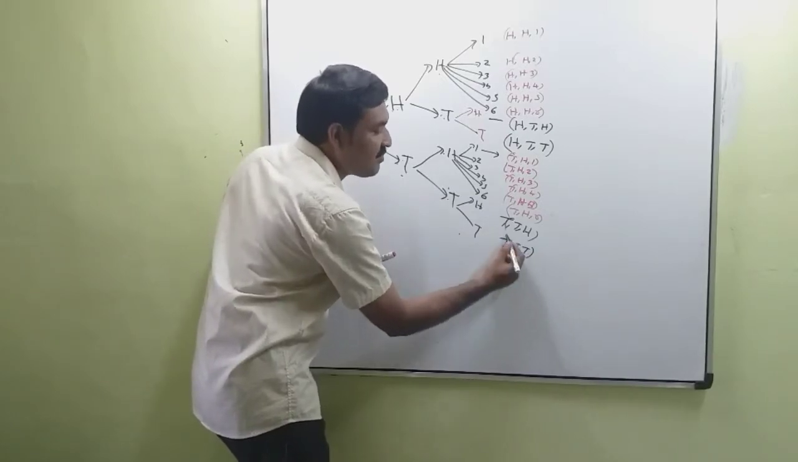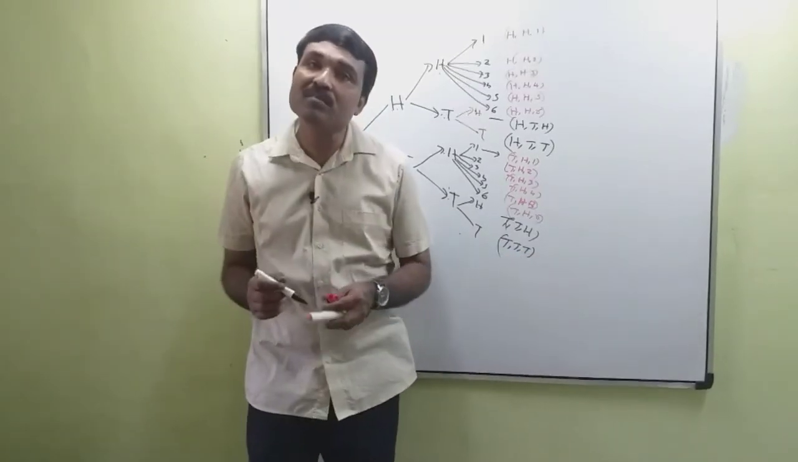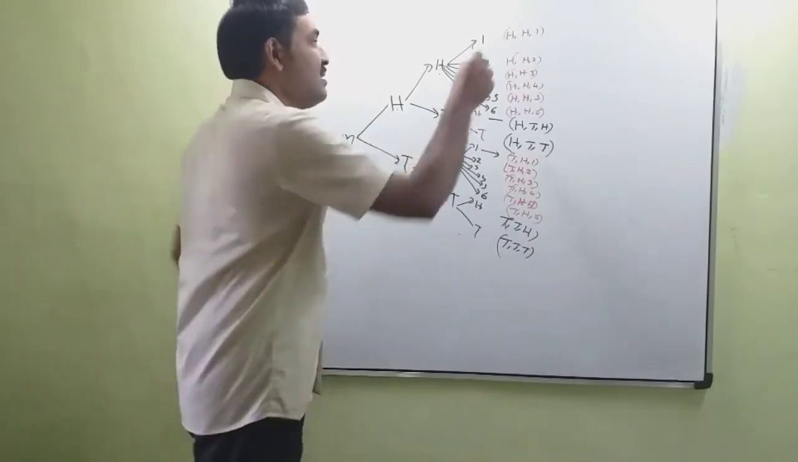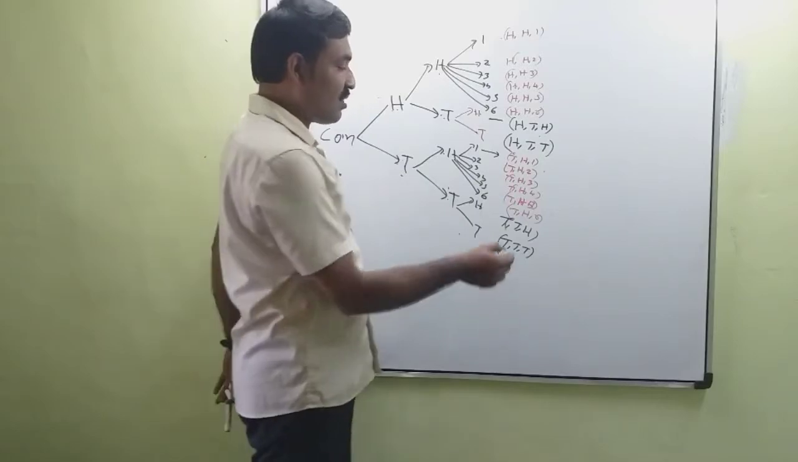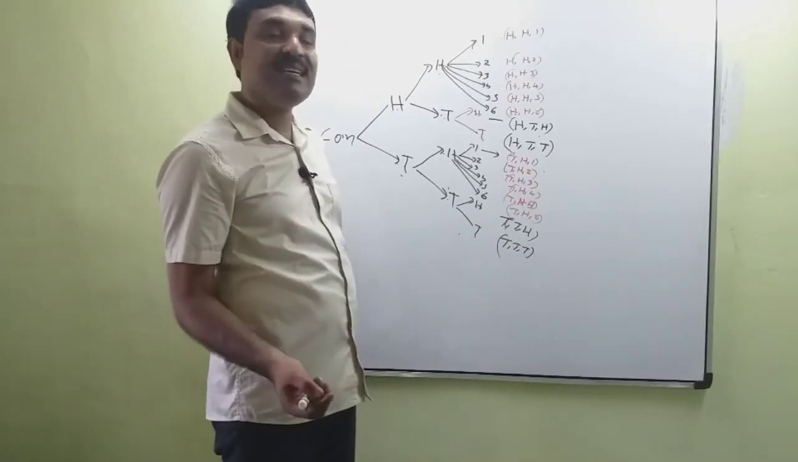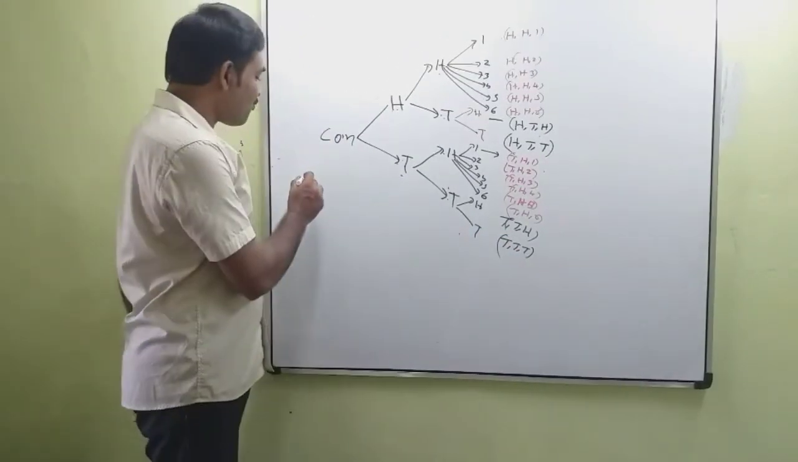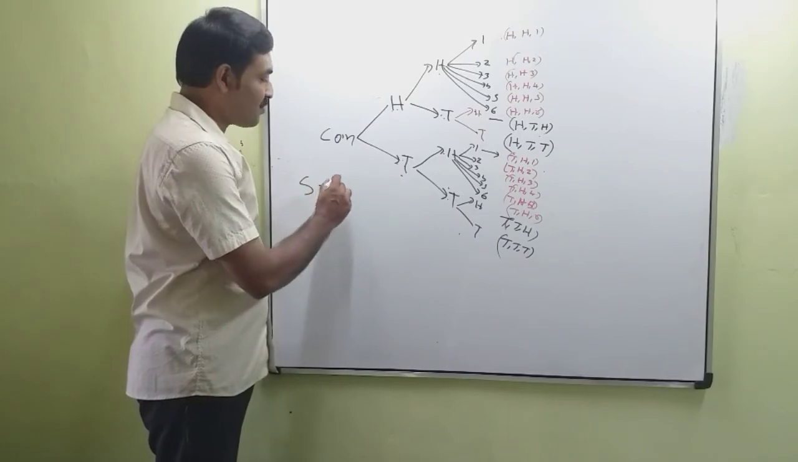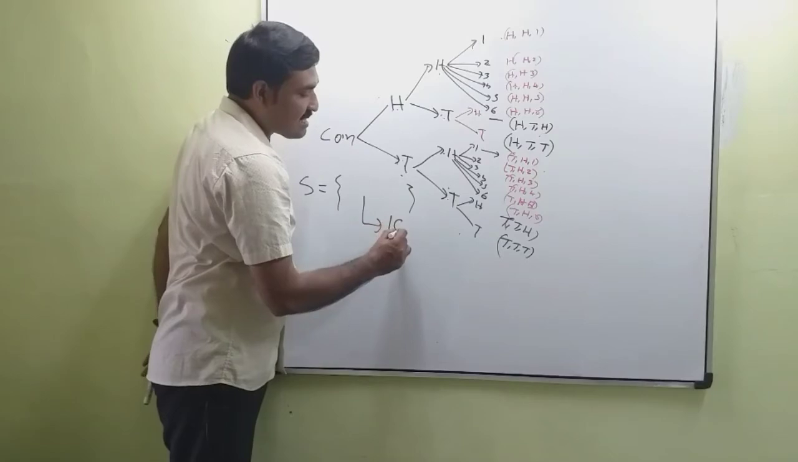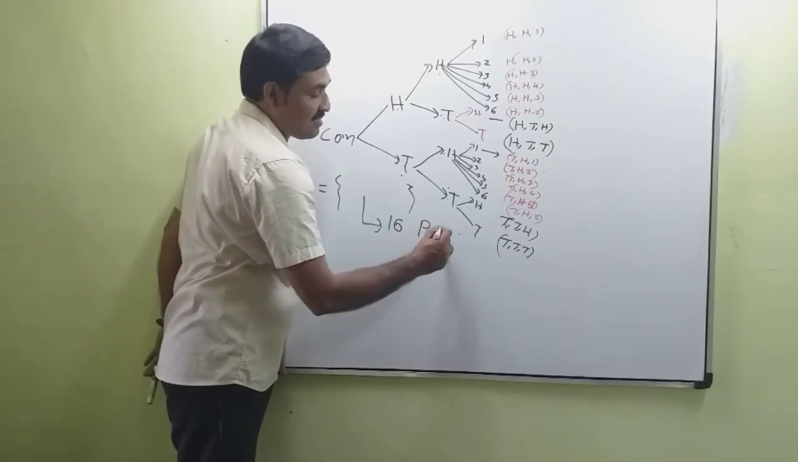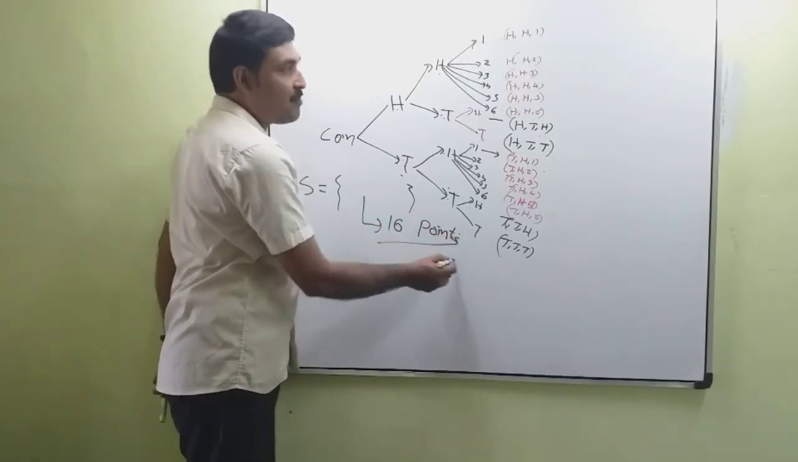So what are the possible outcomes? The number of possible outcomes: 6 plus 2 is 8, 8 plus 6 is 14, 14 plus 2 is 16. Total number of possible outcomes is 16. The sample space has all these elements, so the total is 16 points. This is our sample space.